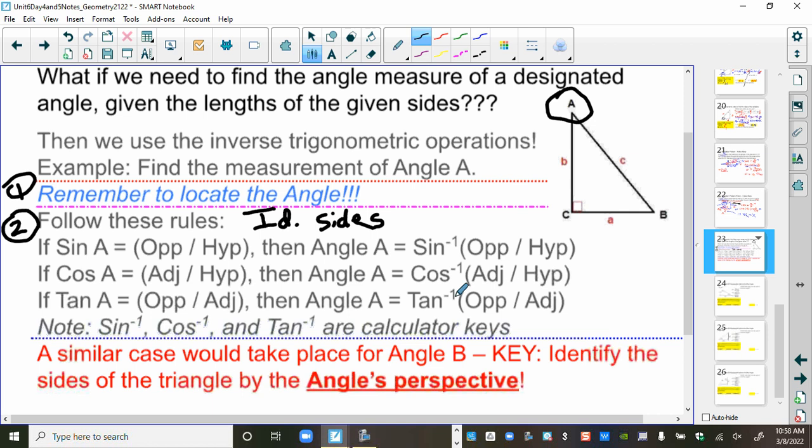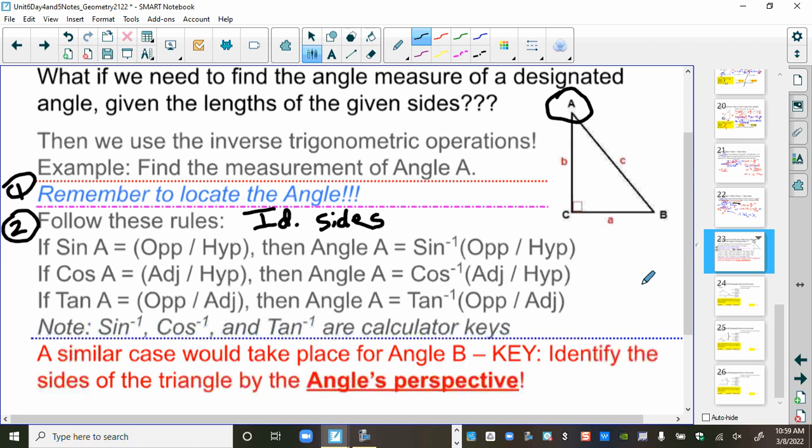But then what you do is you have to be careful. The inverse, you have to look at, now it's the inverse. So if you're told to find a missing angle, you use one of these three keys. But you can get confused because if you don't hit that second button and you just say sine, cosine, and tangent, and then you put in that fraction, you're going to get a way different number.